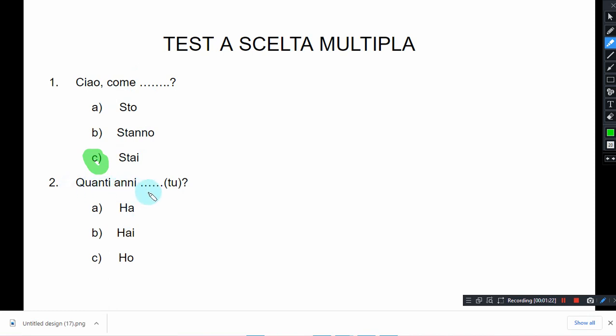Due, quanti anni tu? So the verb should be conjugated in the second singular person, tu, you in English. A, ha, B, hai, C, ho. Quanti anni hai? Il verbo avere. The verb is to have, that we use when we want to ask the question, how old are you? In Italian, we use the verb avere to ask this question. And the conjugation of the verb avere in the second singular person in simple present tense is hai. Quanti anni hai? This is the right choice.